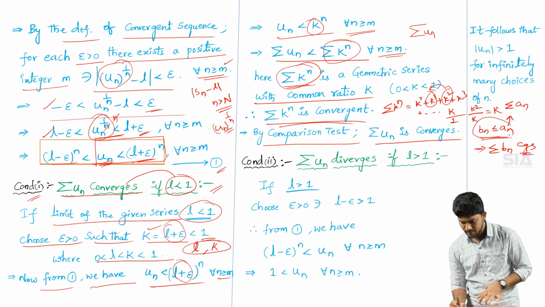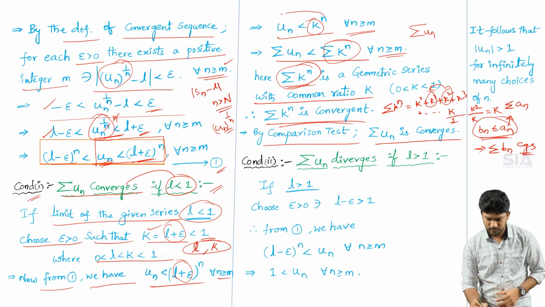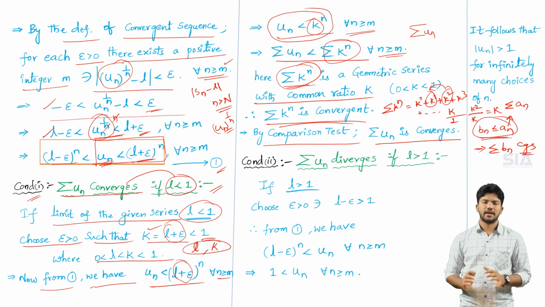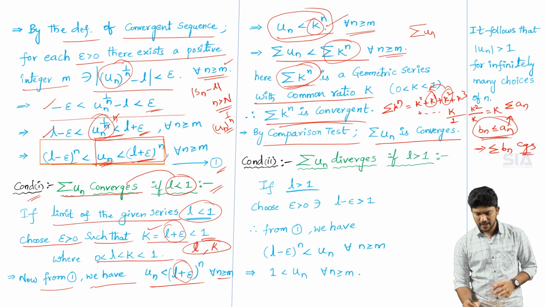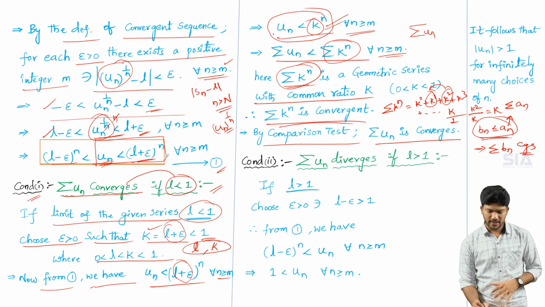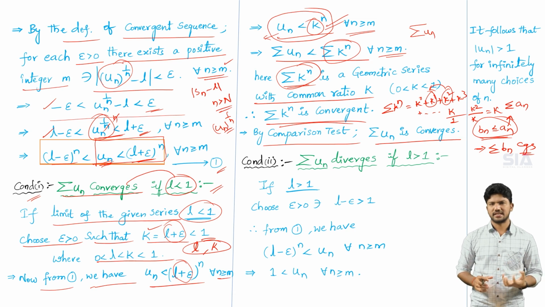The same condition, b suffix n less than or equal to a suffix n, exists here too: u suffix n less than or equal to k power n. So applying the summation on both sides, if this value converges, then automatically the LHS, our required series, also converges by the comparison test.